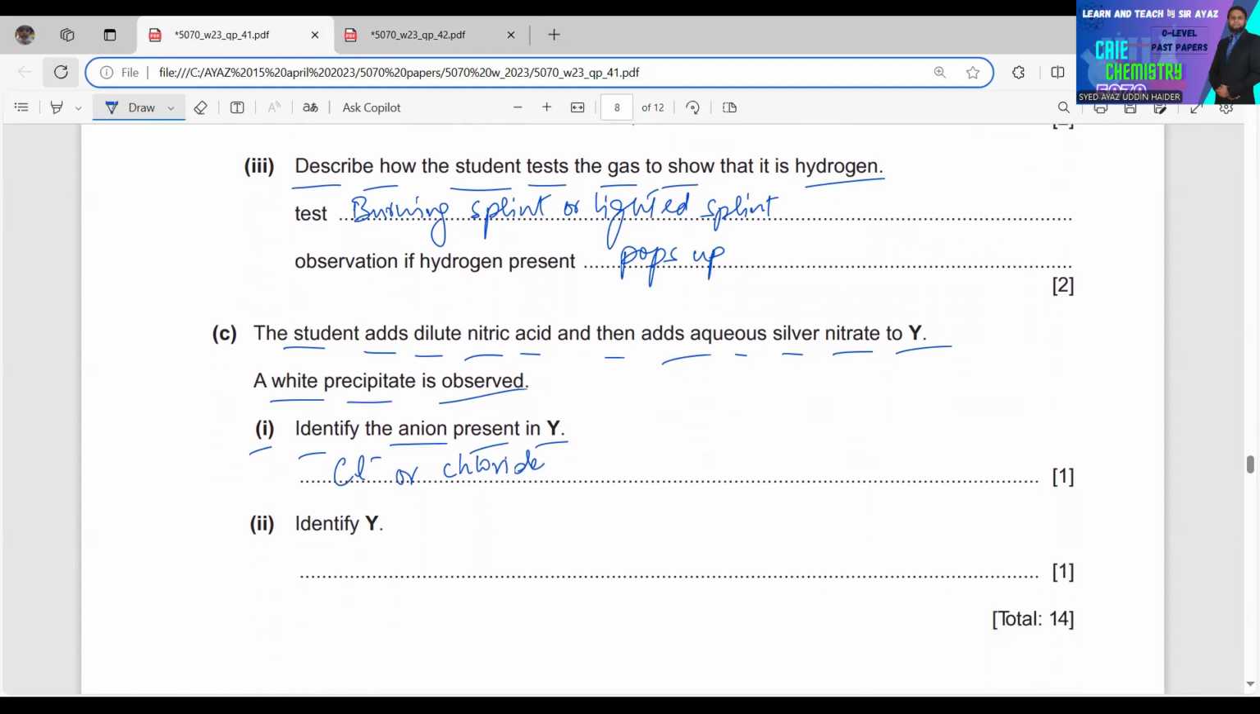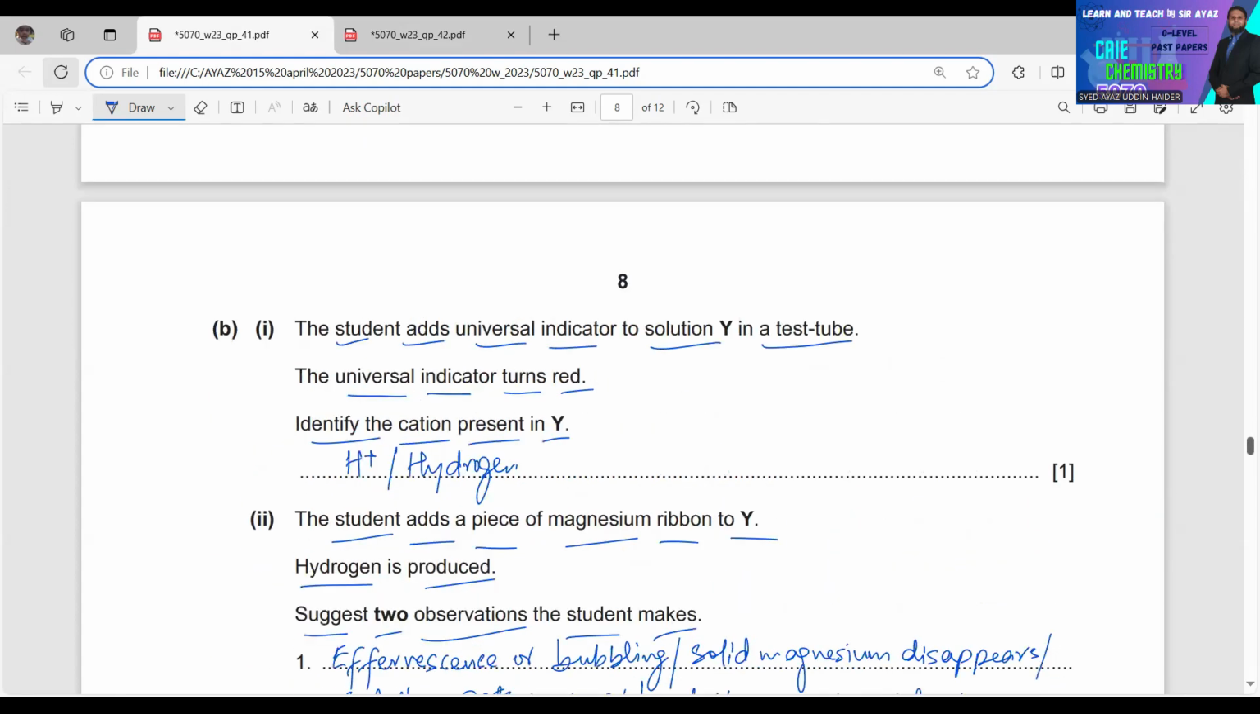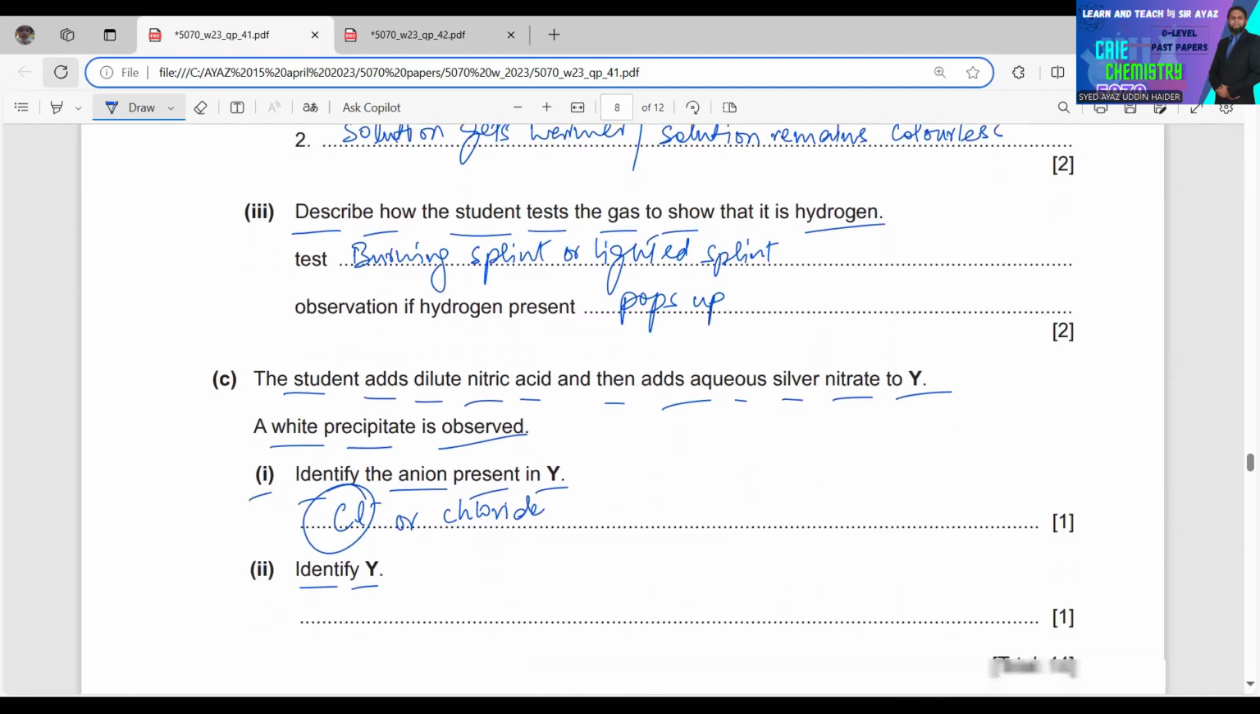Now what they are saying, identify Y. Now you have the anion here and you have the cation here. So it must be hydrochloric acid, HCl.